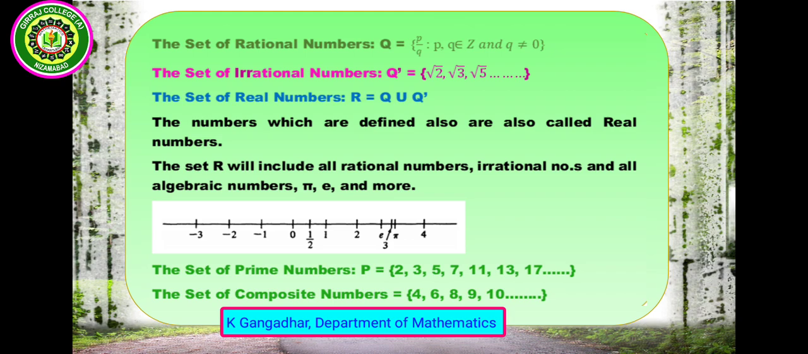Suppose we take 0. Is 0 a rational number or not?